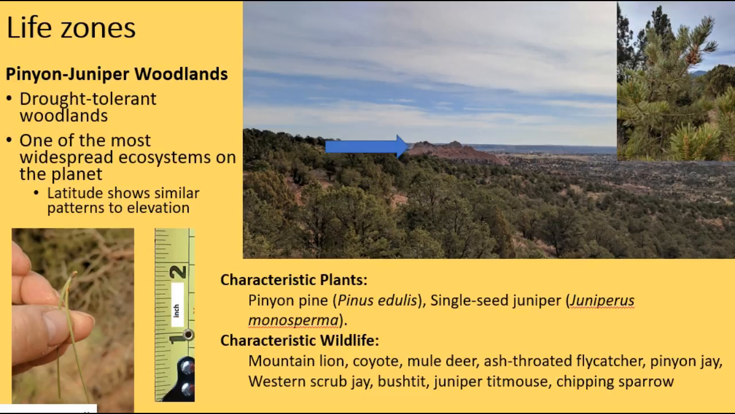Interestingly, the pinyon juniper woodland is one of the most widespread ecosystems on the planet at this latitude. So we see similar patterns in vegetation with regard to changes in elevation and latitude. The characteristic plants here are the pinyon pine and the single seed juniper.